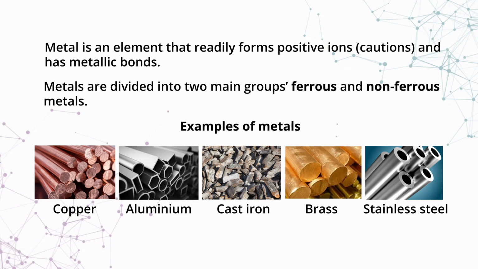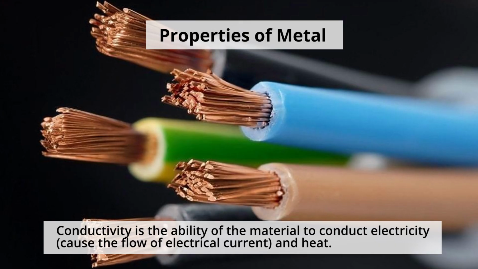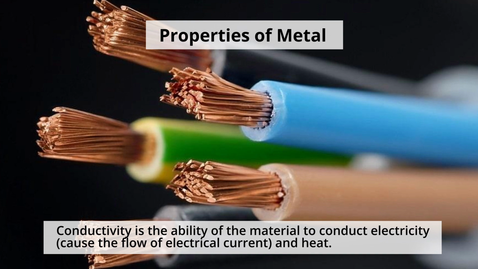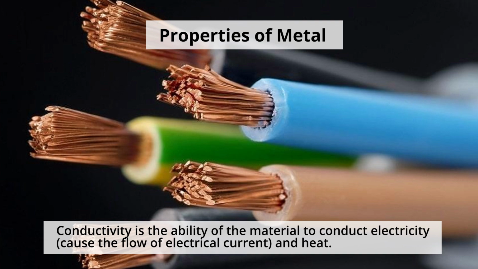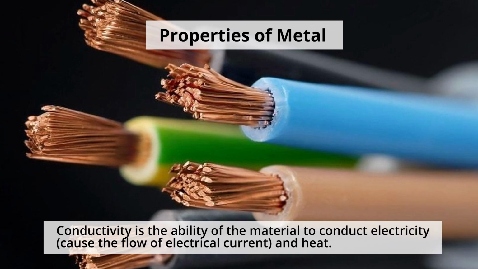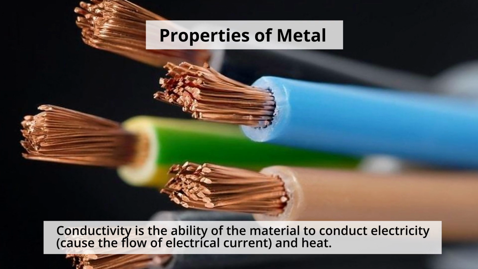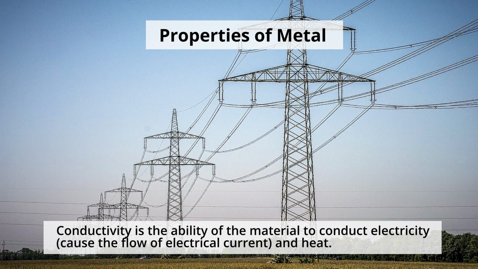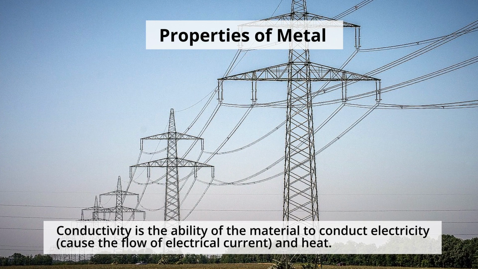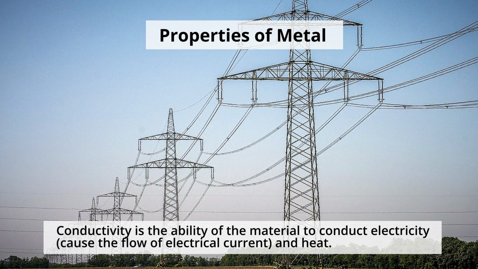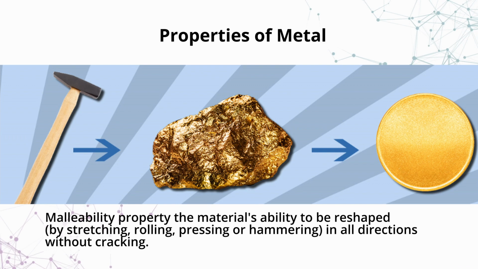Now that we have established what metal is, let us look at the properties of metals. The first property of metal that we are looking at is conductivity. The meaning of this property is the ability of the material to conduct electricity, to cause the flow of electrical current and heat. There is another property of metal, namely malleability.